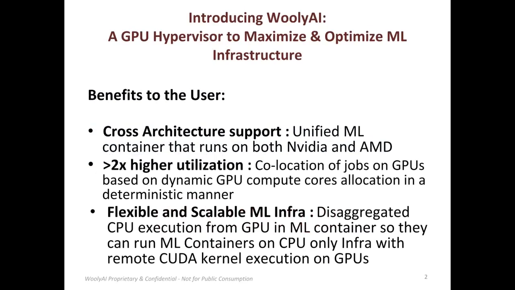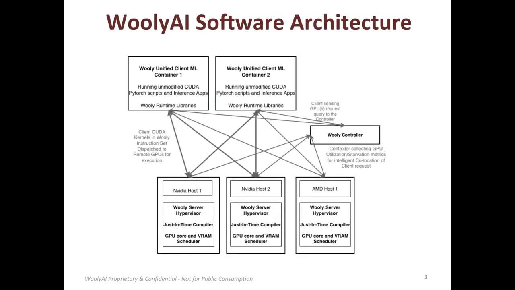WoolyAI provides three key benefits. First, users can run their existing CUDA ML workloads without any changes inside Wooly Unified Container on both Nvidia and AMD GPUs. Second, users can co-locate multiple jobs on the same GPU without static or time slicing, achieving deterministic performance and maximizing utilization of every GPU in their cluster. Third, users can run their ML containers on CPU-only infrastructure with the CUDA kernels executing remotely on their shared GPU pool.